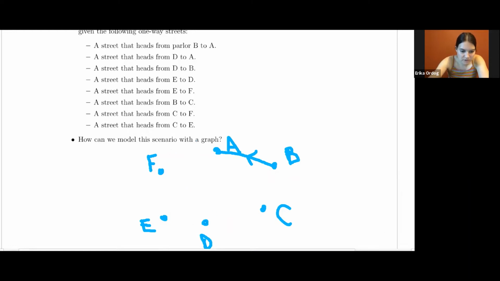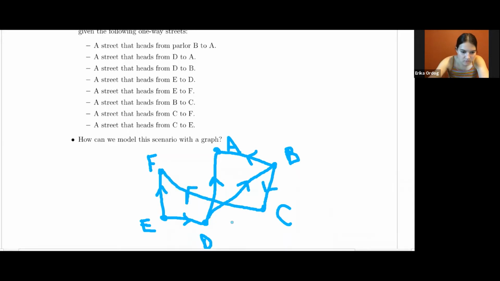So we have a street from D to A, and we'll draw an arrow pointing towards A. On this edge, we have one from D to B, draw an arrow pointing towards B, from E to D, from E to F, from B to C, from C to F, and from C to E. I'll draw it going around this way.